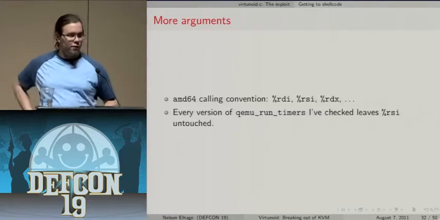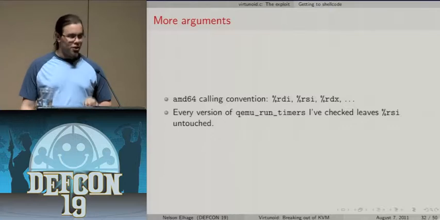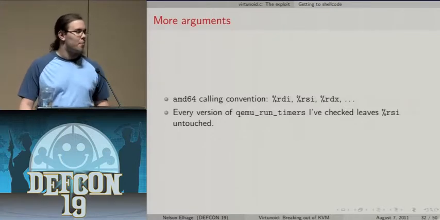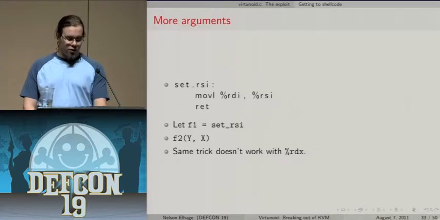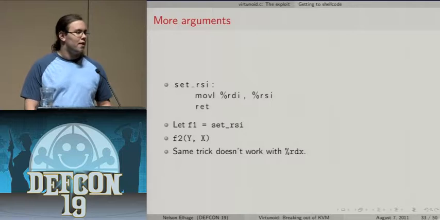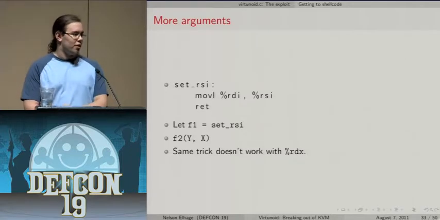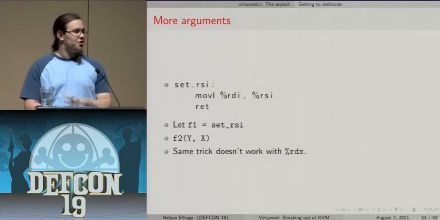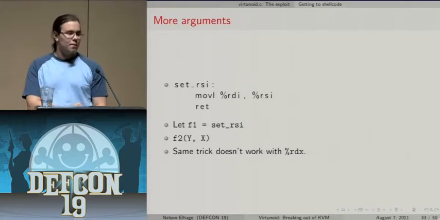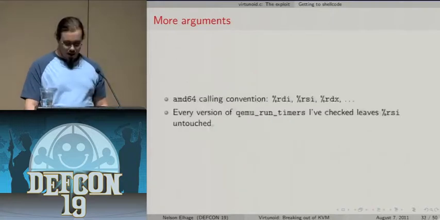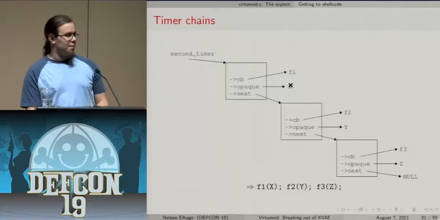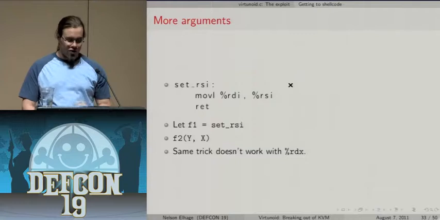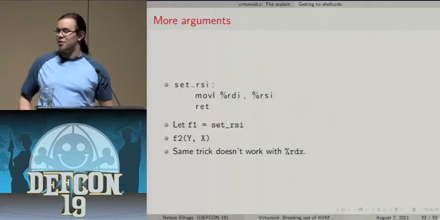RSI we don't directly control. However, every compiled version of QEMU run timers that I've encountered leaves RSI untouched. It doesn't clobber RSI. So suppose that we found a function that looked like this hypothetical set RSI function. It sets the RSI register based on the RDI register, which is the first argument register. So if we go back to our chain of function calls, we set F1 to set RSI, and we pass it some argument. Then RSI is going to get populated with that argument to the first timer. And then we call the second function. We now control both arguments. So we can get to two arguments this way.